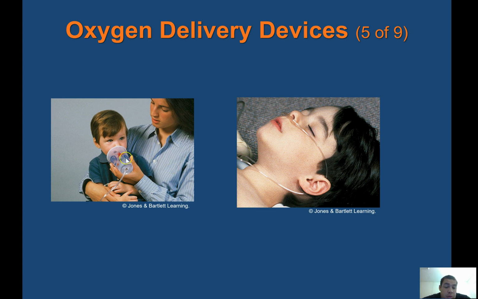So I think this is a form of blow-by oxygen because it's got it going through the cup, and mom's just holding it up for the kid because the kid's probably not going to tolerate a mask or a nasal cannula.